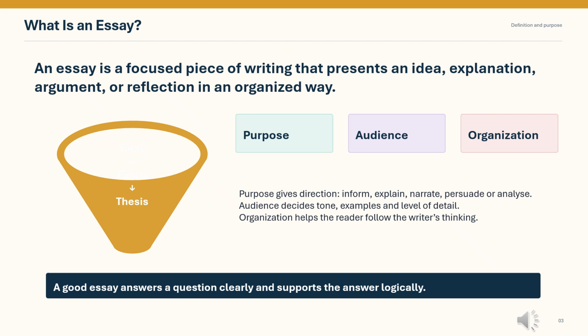Now, purpose tells us why we are writing. Are we trying to inform someone, or explain, or narrate, or persuade, or analyze? And audience tells us who will read the essay. Are we writing it for teachers, or our classmates, or examiners, or the general public? And next is organization. So organization helps the reader to follow our thoughts clearly. So remember that a good essay answers a question clearly and supports the answer logically.